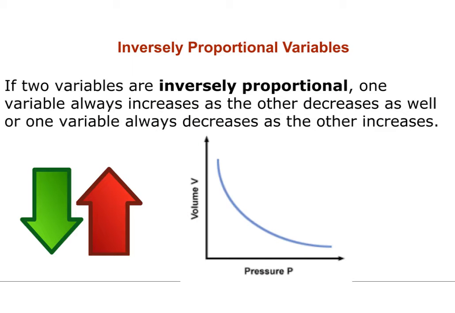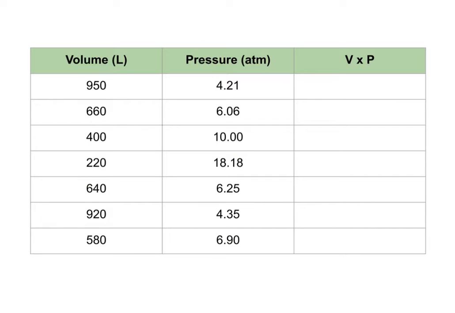Inversely proportional variables: if one variable goes up, another goes down. So if we build a graph of volume of the gas versus its pressure, it will look like this. When volume is high, pressure is low. When volume is small, corresponding pressure is high. Here in this table, I collected the data from the gas simulation, the volume of the gas and its corresponding pressure. When volume is high, the pressure is low. When volume is low, the pressure is high.